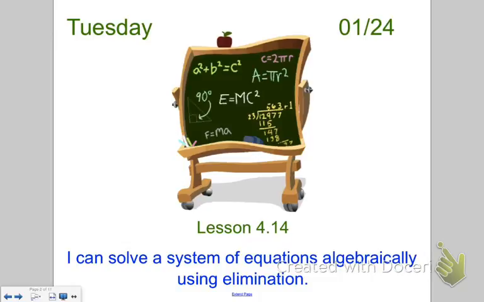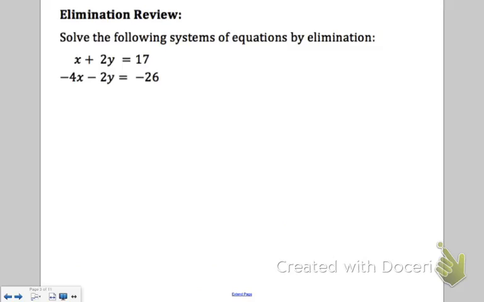Today we're continuing to solve systems of equations algebraically using elimination. So let's take a look at an example that we've used elimination with before.